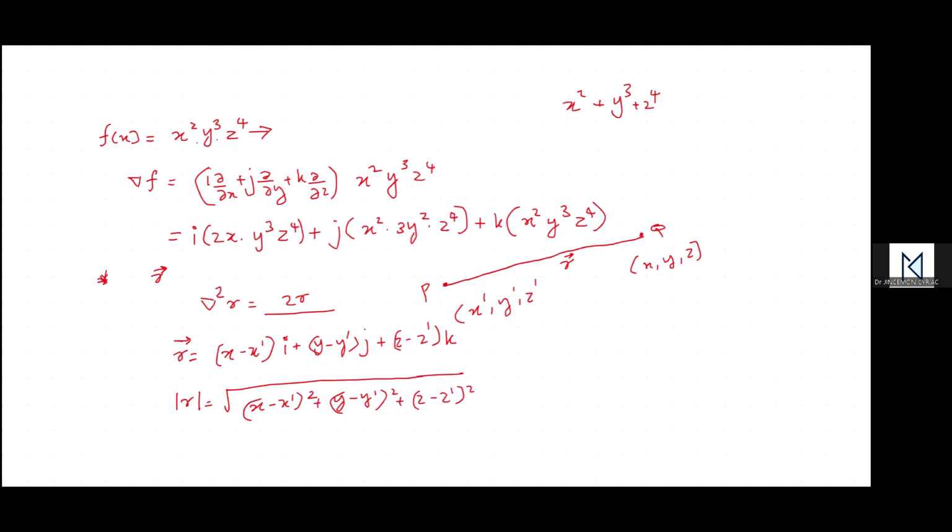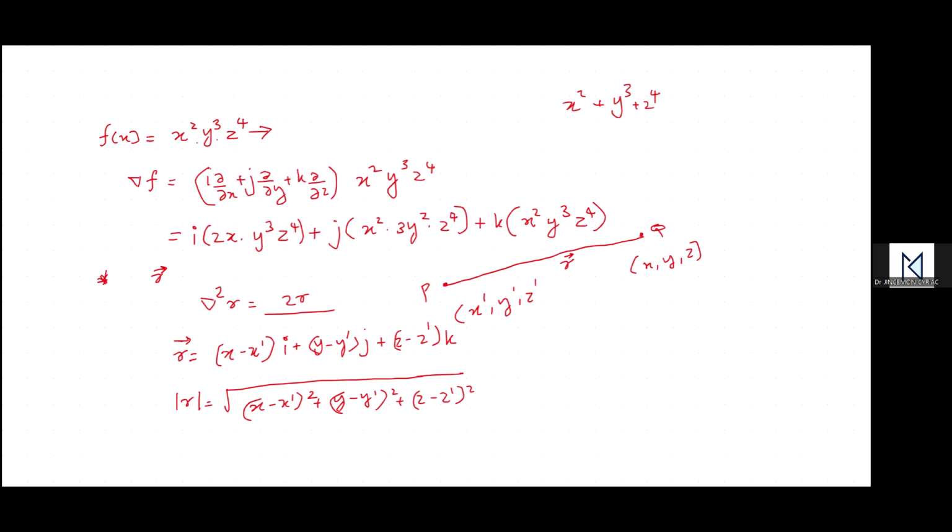So x minus x prime, y minus y prime, z minus z prime. Taking the modulus of that vector, R is equal to root of x minus x prime whole square plus y minus y prime whole square plus z minus z prime whole square.